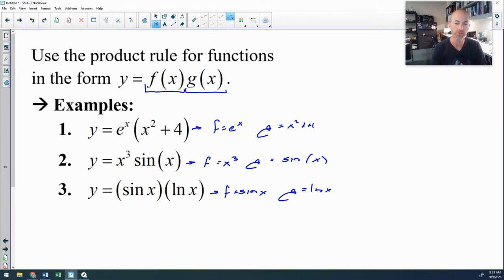You do not use the product rule if you have something like 4 times cosine x, because 4 does not have an x in it. While that is a product, it's 4 times cosine. Do not use the product rule for a constant times a function. Make sure they both have x's in them.